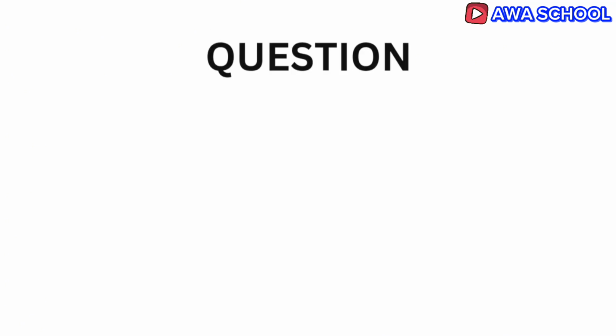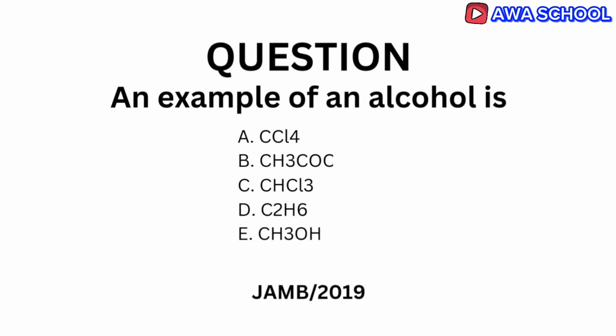Alright. Now another question. An example of an alcohol is what? Okay, I want you to pause this video and attempt this question. Okay. Now, why do you think B cannot be the answer? B cannot be the answer here because B is not alcohol. It is alkanoic acid. Alright. Now, I want you to know that another name for alcohol is alkanol. B is alkanoic acid and it cannot be the answer.